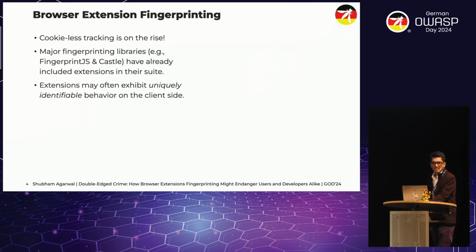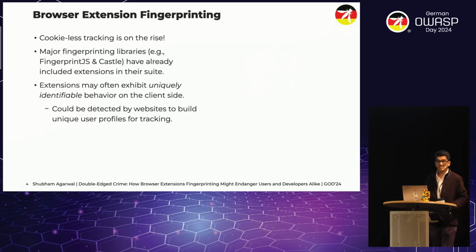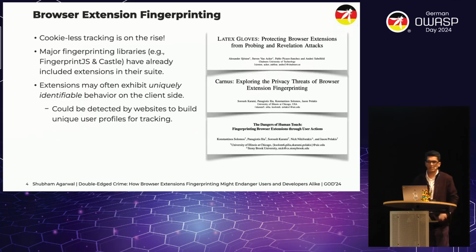Extensions do various kinds of functionality on the client side, and of course these could be unique to individual extensions. These individual behaviors could lead to them actually getting fingerprinted. How do we know about all this? Because there are a handful of research works done in this direction. The first one that I could remember was even from 2017, but there has been a lot of follow-up research on that.